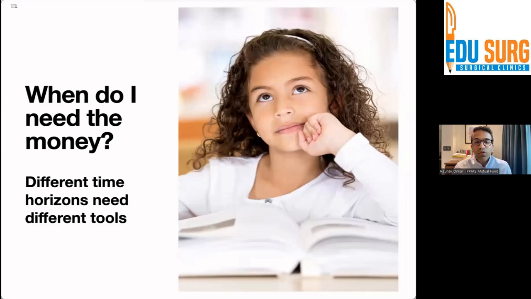So one of the most important questions to ask before choosing any savings product that is out there, it can be a mutual fund or a stock or a property that you want to buy, or even keeping money in the bank in a fixed deposit or whatever, or putting money into gold. The most important question to ask is, when do I need the money?